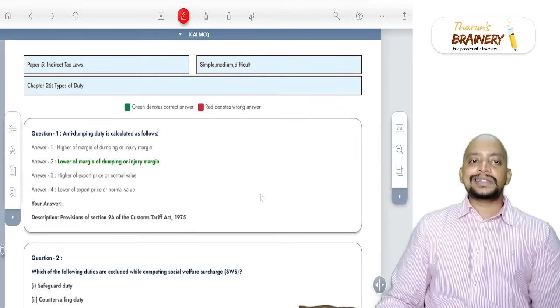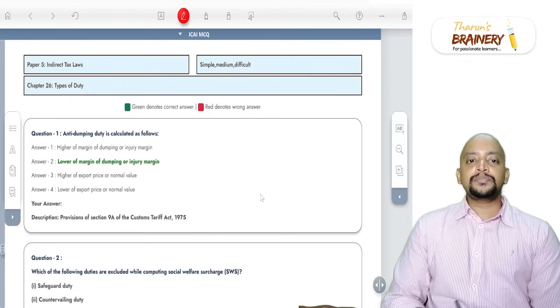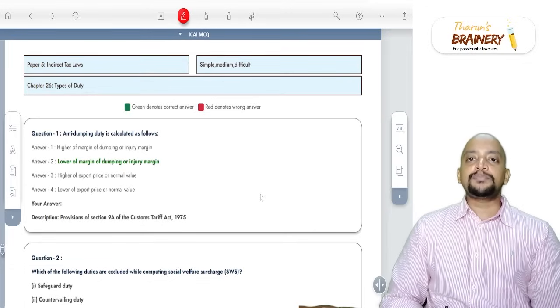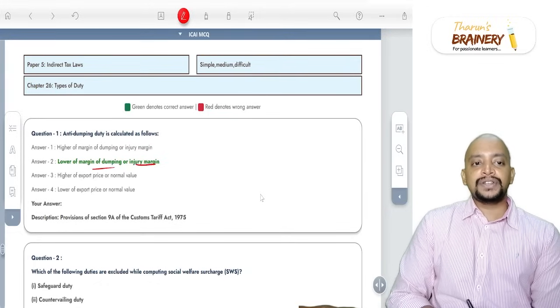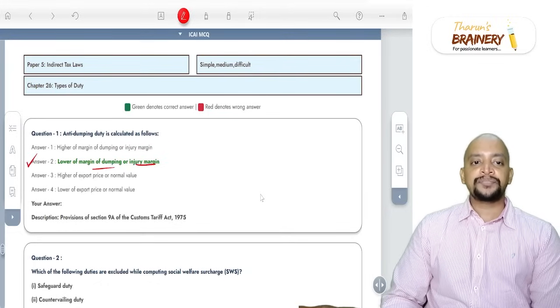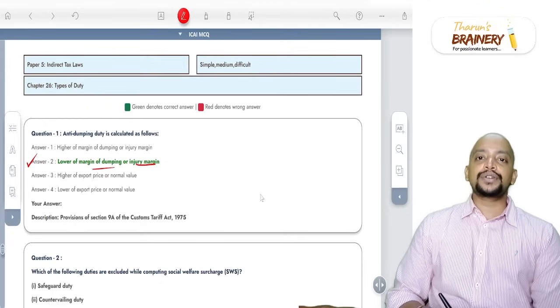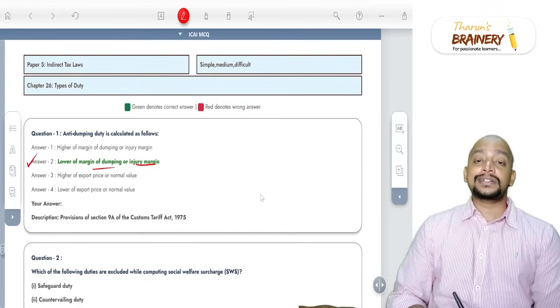Then chapter 26, types of duty. First question, anti-dumping duty is calculated as follows. So anti-dumping duty is what? Dumping margin or injury margin, whichever is lower, option B. Anti-dumping duty is imposed when the exporter is exporting goods to India at a price less than their domestic selling price.